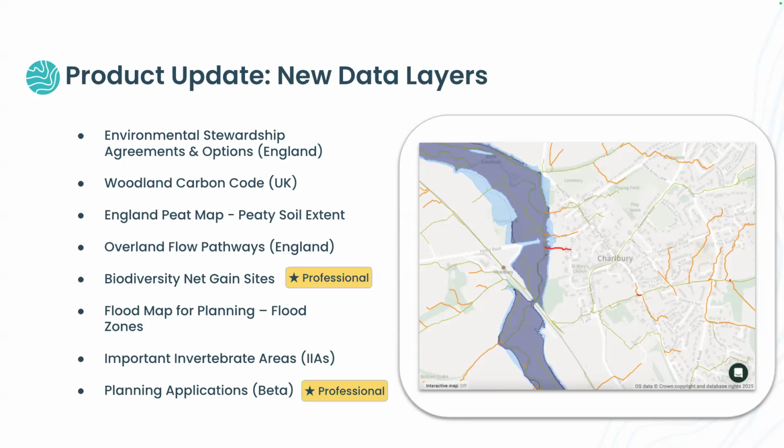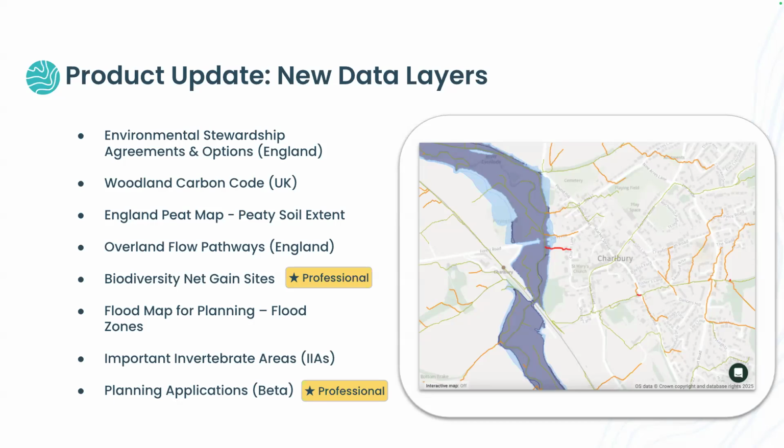Quickly rattling through the Important Invertebrate Areas. These are actually from Buglife. It's a data set highlighting different areas that support both nationally and internationally important invertebrate populations and their habitats. And quite an important one for looking at planning situations.